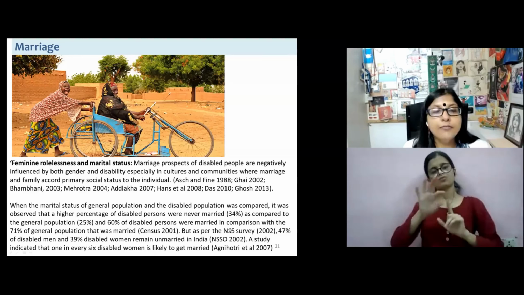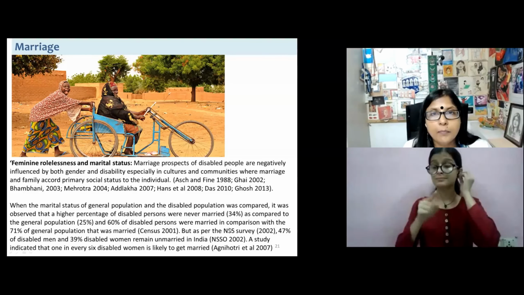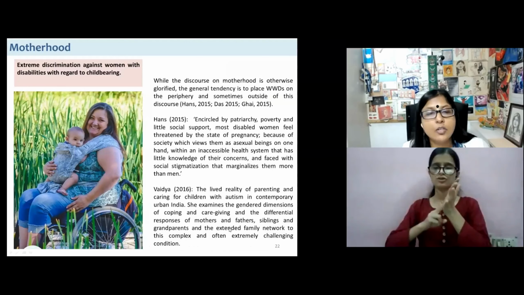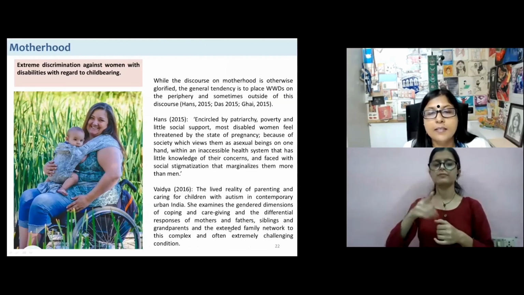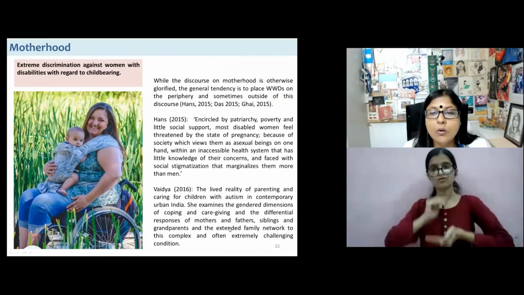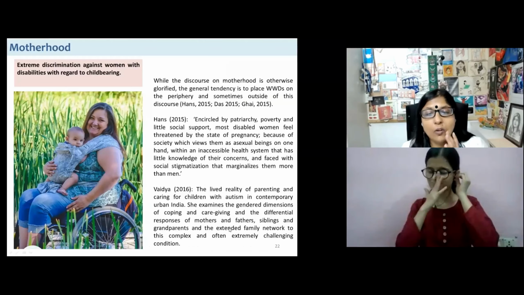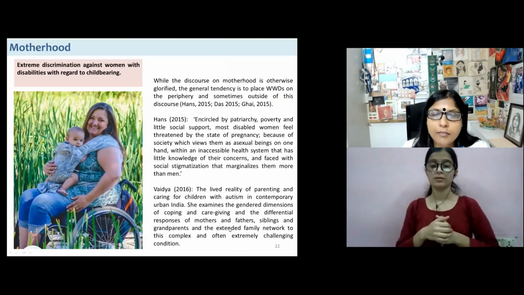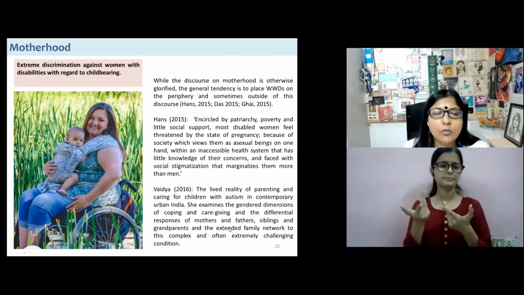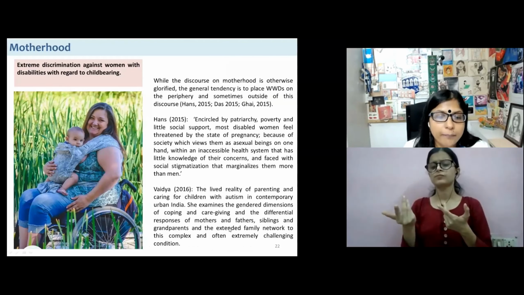So in terms of motherhood, Professor Asha Hans in 2015 addresses this issue extensively and the extreme discrimination against disabled women with regards to childbearing. While the discourse on motherhood is otherwise glorified, disabled women are generally placed on the periphery of this discourse by saying that they should not have children.